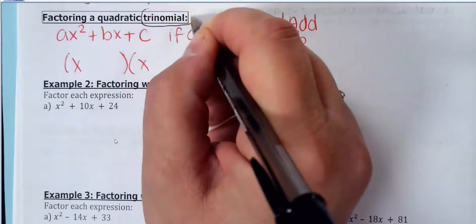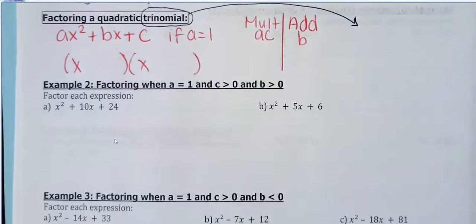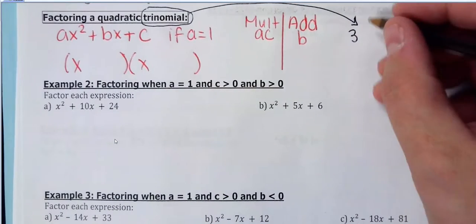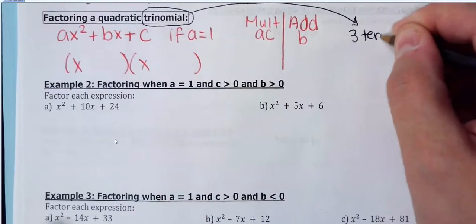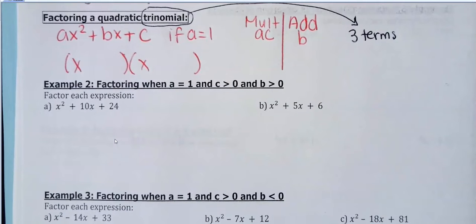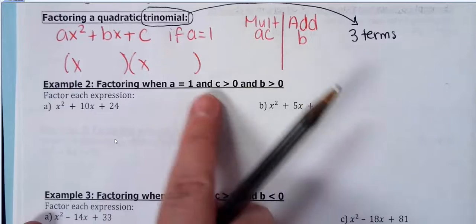Do you guys know what the word trinomial means? Okay, so this just means 3, right? Tri, like a tricycle has 3 wheels. This means specifically 3 terms. So like the ax squared is a term, the bx is a term, the c is a term. So when I say trinomial, it just means it has 3 terms.